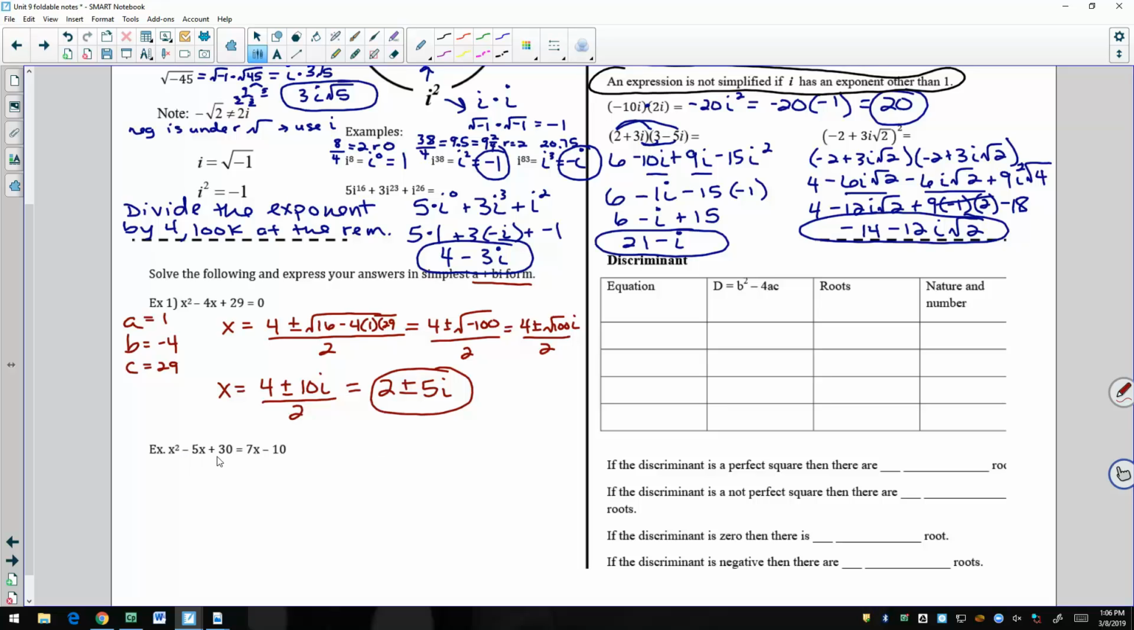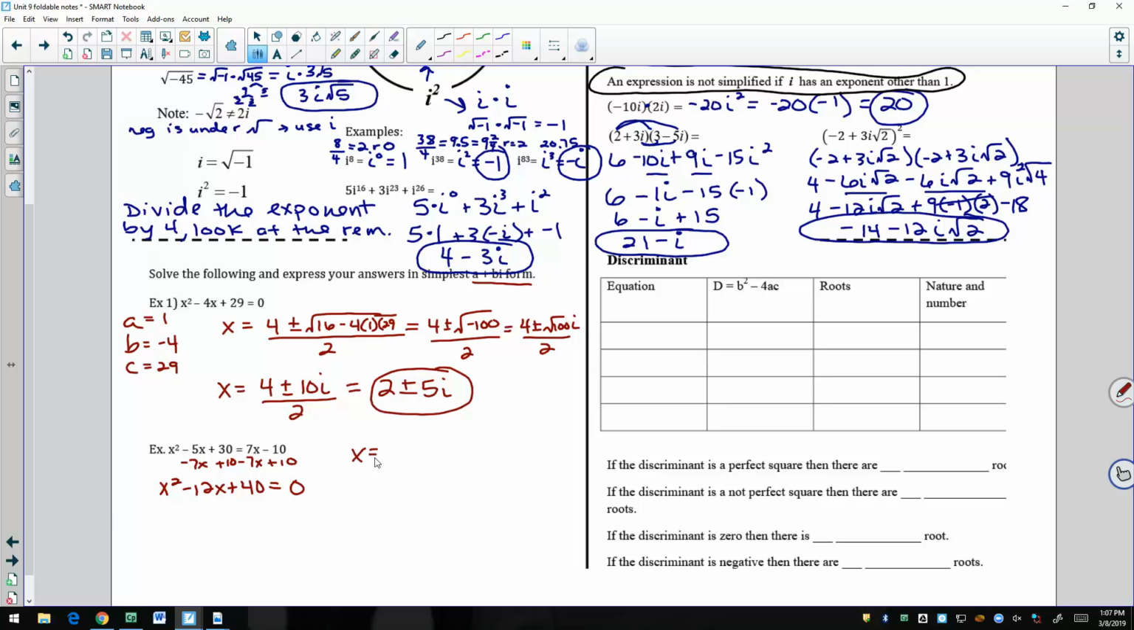Example 2, again, I see the x squared, so I'm thinking to myself, I have to get it equal to 0 and then either factor or do the quadratic formula. So it's not equal to 0, so I have to subtract the 7x over and add the 10 over to get x squared minus 12x plus 40 equals 0. You could sit here and try to come up with two numbers that multiply to 40 and add to negative 12, and it won't happen. So you're going to have to use the quadratic formula.